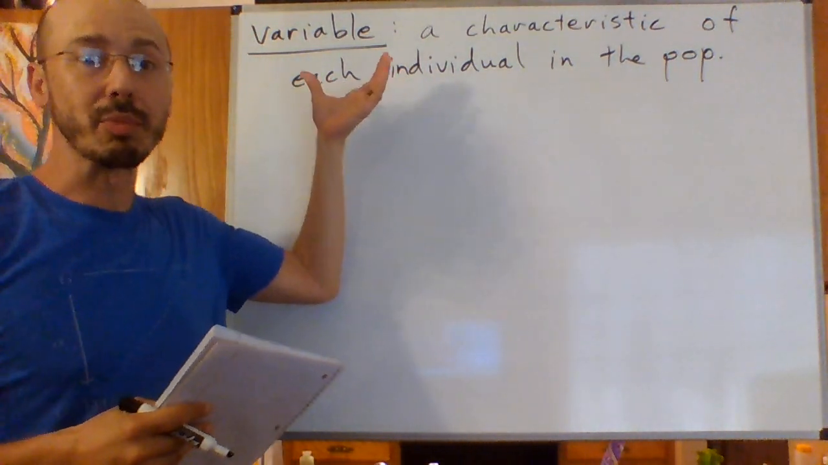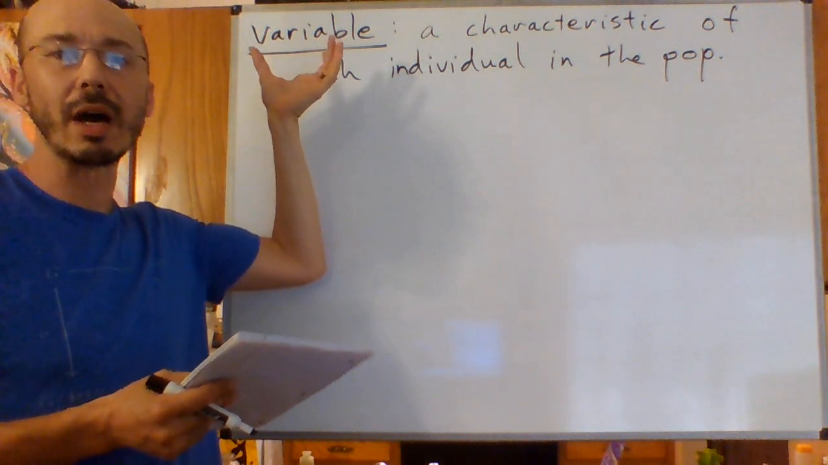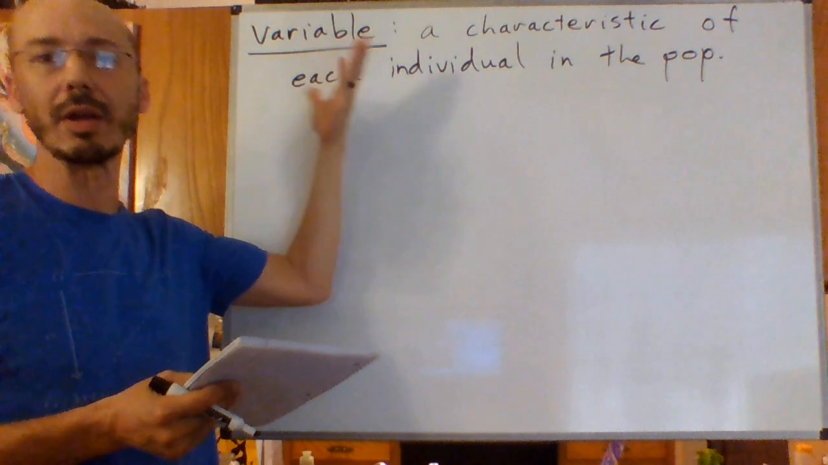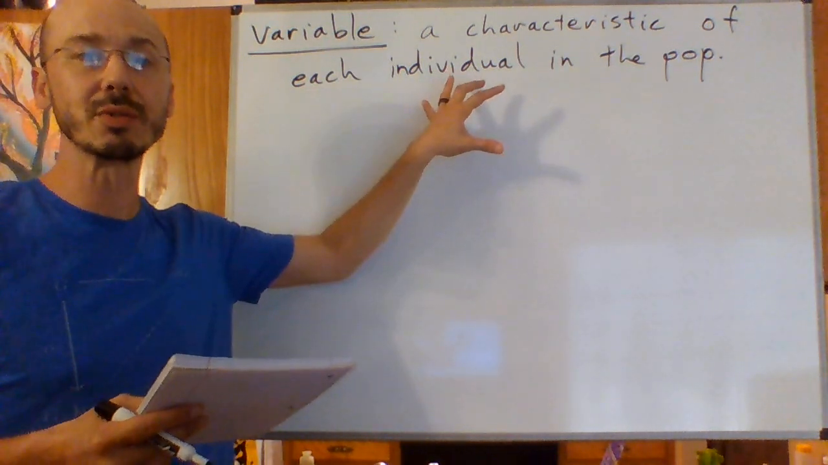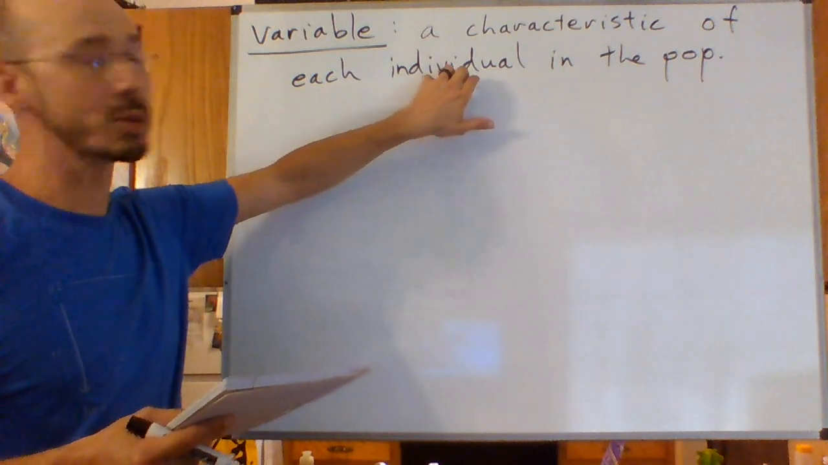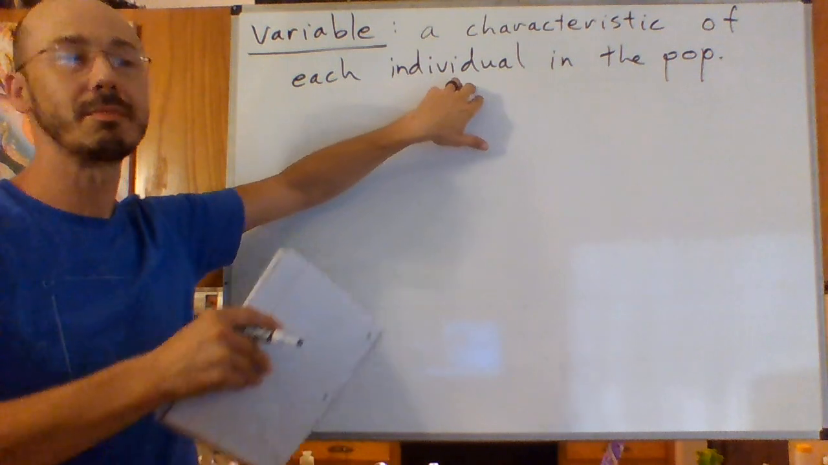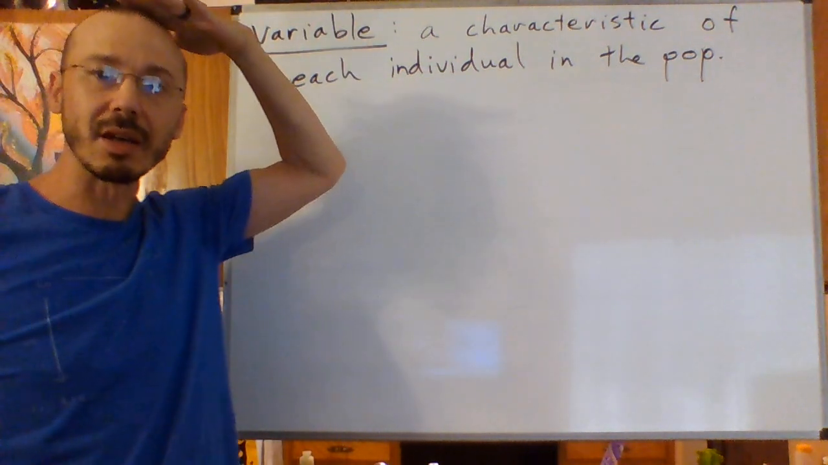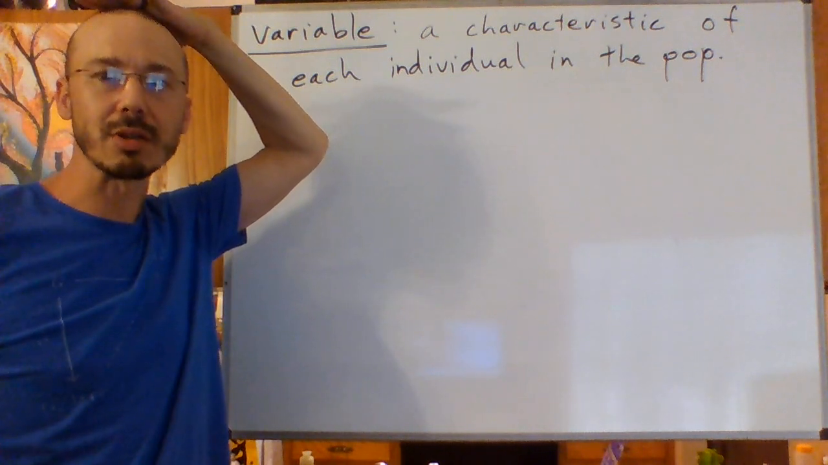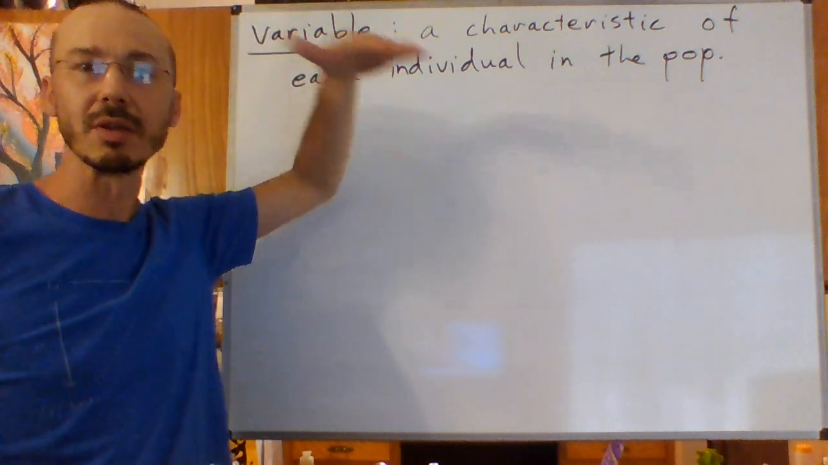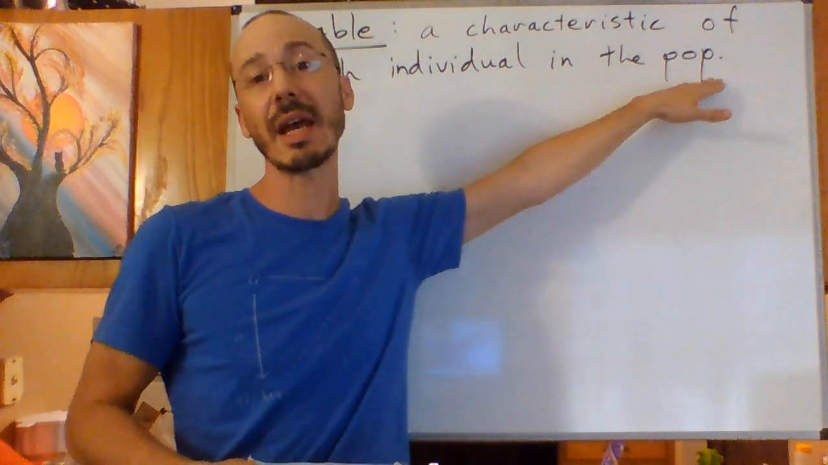And the main property of this, the most important thing about it, is that it varies. V-A-R-Y is the root here. Vary, and to vary means to change from individual to individual. So if we talk about individuals' heights, every human in the world has a height. We would probably do that in centimeters because most of the world uses centimeters to measure height. But everyone in the population has a height.